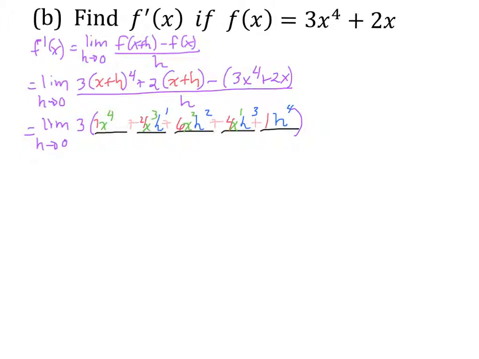We still have all of this left to do, right? So we're now going to distribute the 2 into the parentheses, and we get plus 2x plus 2h, and then what's next? Minus 3x to the 4th. Yeah, we have to, not plus, we have to distribute it to everything. So everything changes signs. And so we get a minus 3x to the fourth and also a minus 2x.